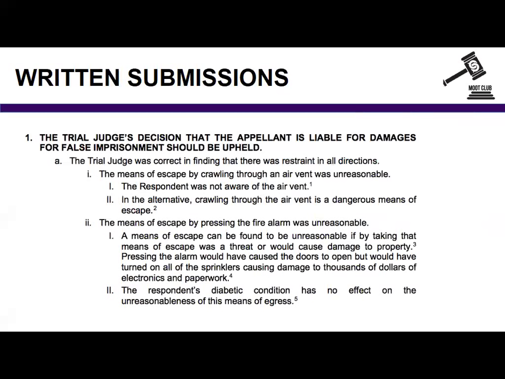You don't want to be giving them a script. You want to be telling them what you're going to be talking to them about, but it's basically like a brief of what your arguments are going to be, and then you're going to explain them. So that's just one way you might like to set out your submissions.